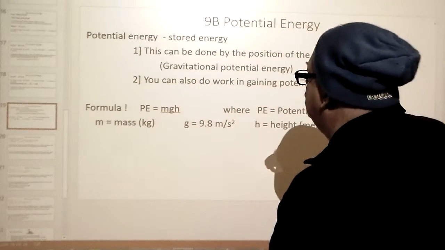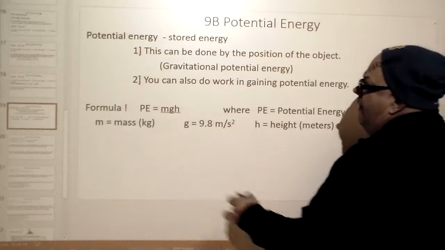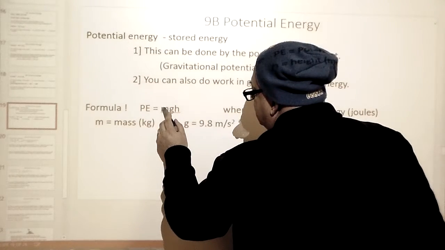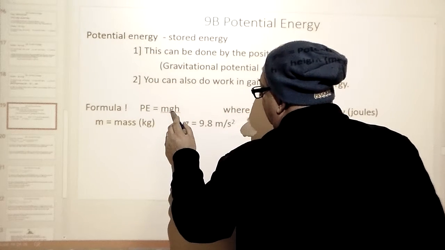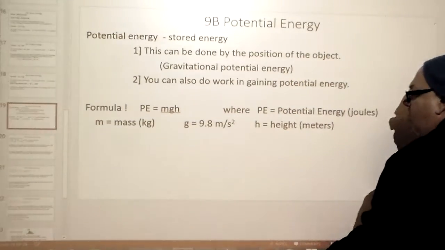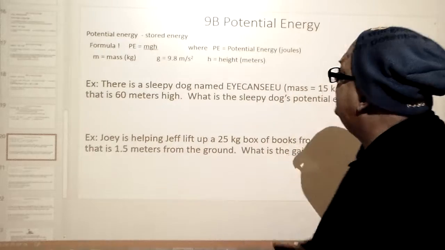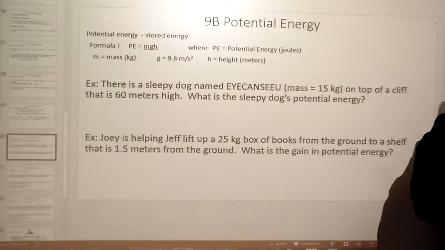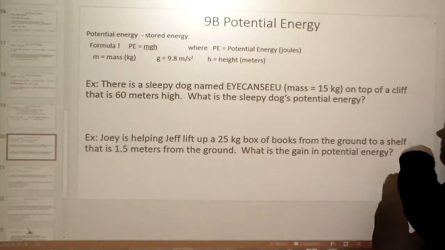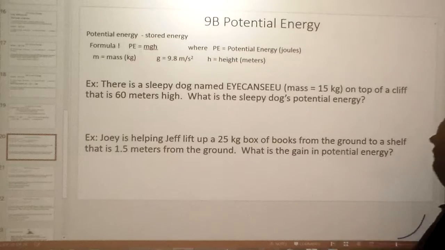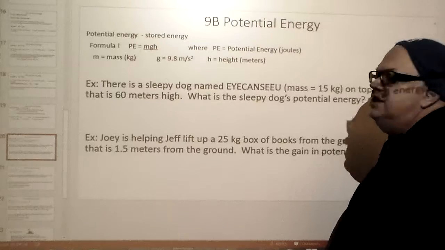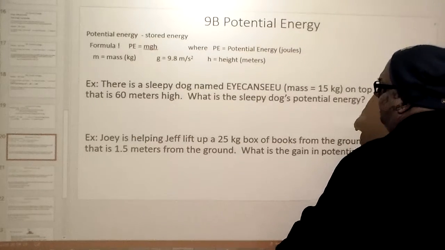So potential energy, stored energy. Our formula: potential energy is equal to mass in kilograms times the acceleration due to gravity times how high the object is in meters. That's it. So let's take a look here. We have a sleepy dog named I Can See You, mass of 15 kilograms, on top of a cliff that is 60 meters high. What is the sleepy dog's potential energy?